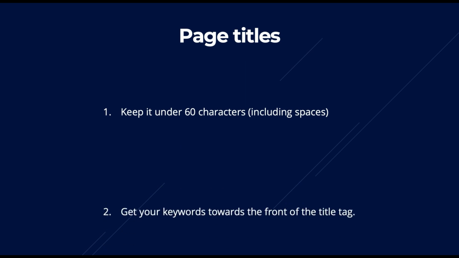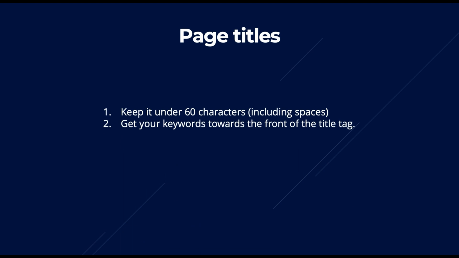Welcome back. In this video, you're going to learn how to audit a website's page titles. There are 5 main things which you want to keep in mind when auditing a page title. Number 1, you want to keep the page title under 60 characters in length. Now that does include spaces as well. Number 2, you want to get your keyword towards the front of the title tag, as words towards the front of the title tag carry more SEO weight.